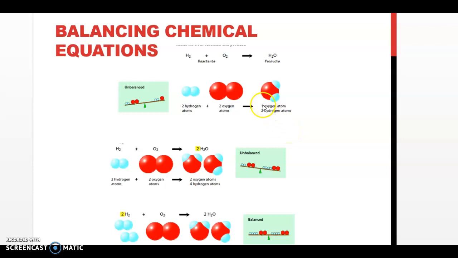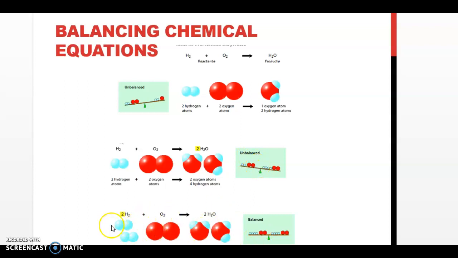Well, right away I'm like, okay, I could put a 2 in front of this water molecule here, and that will create 2 oxygen. And that's what I need. So now I have 2 oxygen atoms. But look at this. If I put 2 in front of this, 2 times 2 gives me 4 hydrogen atoms, which means now I have more on the other side. I'm going to have to do something on this side to balance it out.